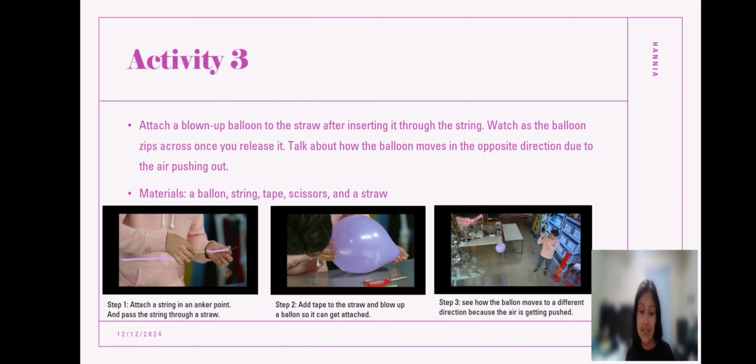Step 1. Attach the string to the anchor point and pass the string through the straw. You will need a little bit of patience with this if you're not really well coordinated. Step 2. Add tape to the straw and blow up the balloon so it can get attached. You could blow up the balloon as small or as big as you want, it doesn't really matter. You'll get the same results. Step 3. See how the balloon moves in a different direction because the air is getting pushed out.